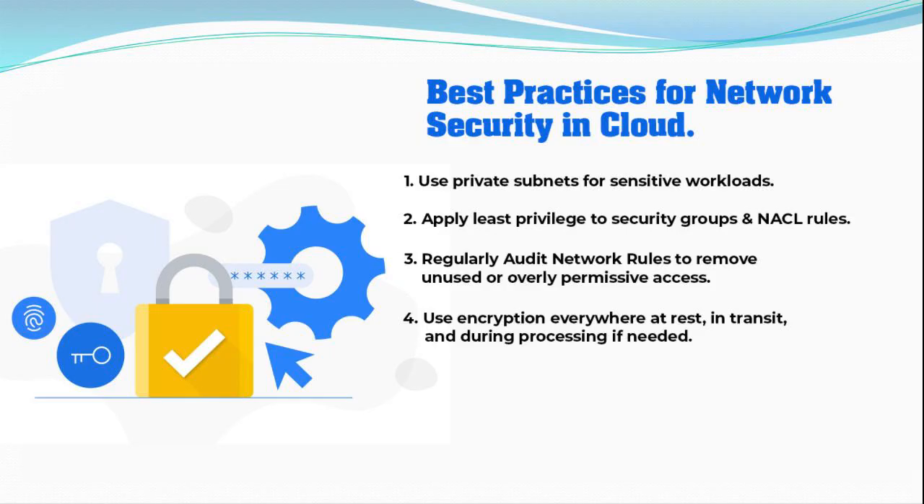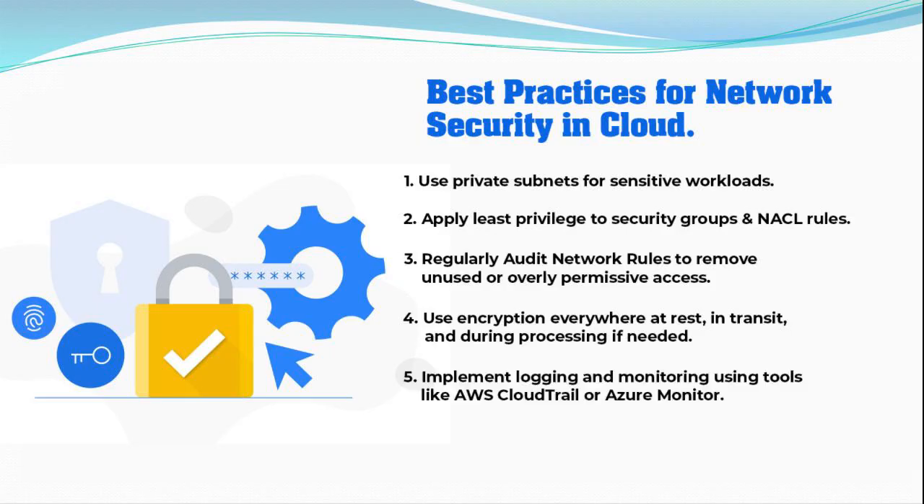Use encryption everywhere: at rest, in transit, and during processing if needed. Implement logging and monitoring using tools like AWS CloudTrail or Azure Monitor. Adopt a zero-trust architecture. Verify everything, trust nothing by default.